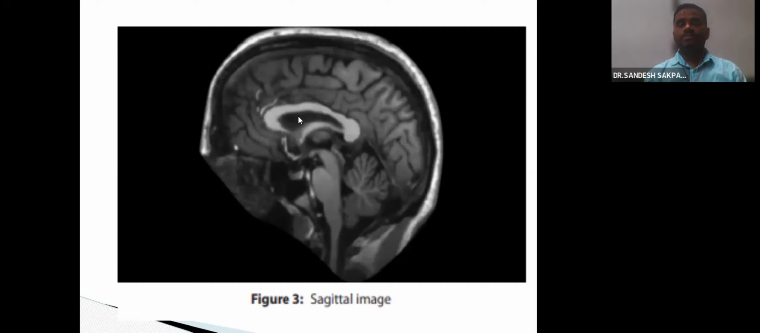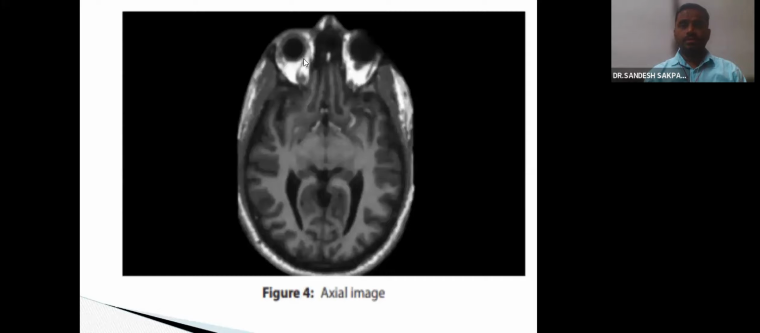Inside we have the lateral ventricle. This is the frontal lobe, parietal lobe, occipital lobe, and cerebellum, the tree-like structure. This part is known as the midbrain, pons, medulla oblongata, and spinal cord. So this is the imaging.